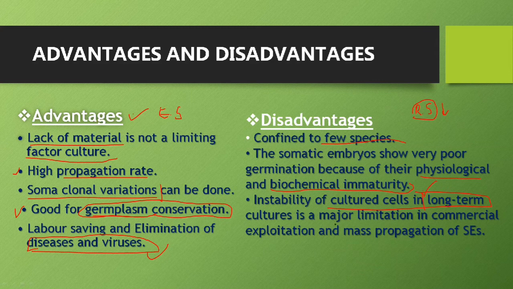And this is the main drawback or limitation in commercial exploitation and mass propagation, as somatic embryoids cannot be formed. So these were the main disadvantages. And this was the end of our topic.